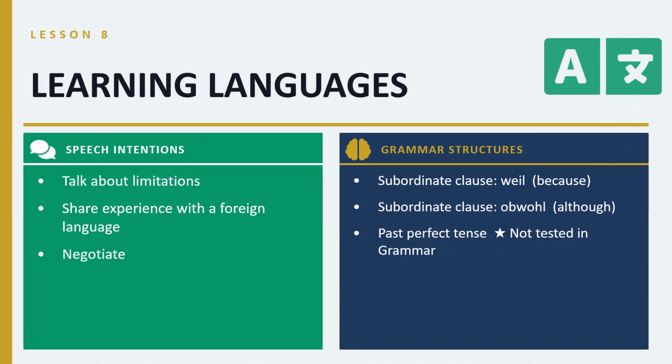Now the next chapter, which is lesson 8, here you will get topics on learning languages. And in this chapter, the grammar topic which will be used mostly will be the subordinate clause with weil, which means because, and subordinate clause with obwohl, which means although, and the past tense, but it is not tested in the grammar section. So the past perfect tense, which is called Plusquamperfekt in German, is no more part of your syllabus, it will not be there.